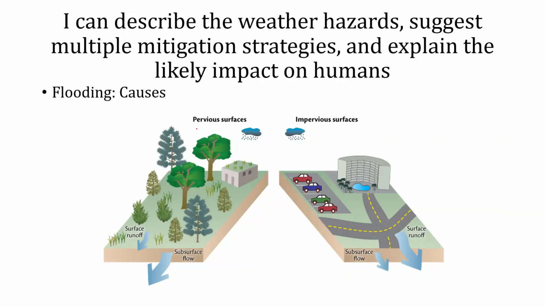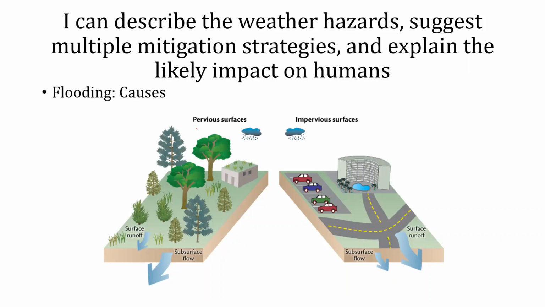Other things to talk about with flooding are causes of flooding. So you could have a storm that dumps a lot of water in a small amount of time, or you could have raining for days and days and days, or you could have a dam break, or you could have snow melt. There's all sorts of causes for floods. But at a more basic level, floods are caused when water returns to streams too quickly.